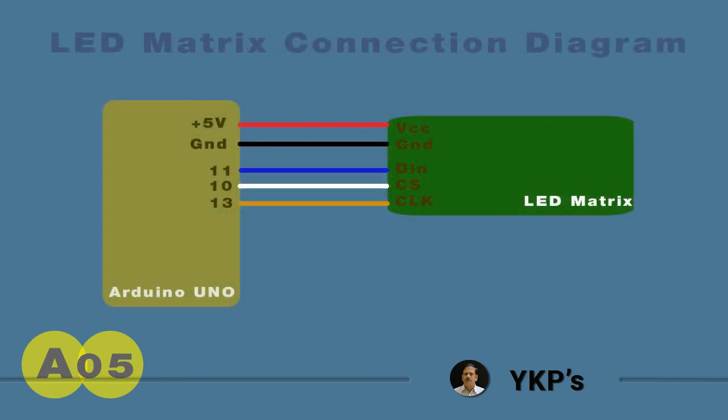This is the connection diagram of Arduino to LED matrix. On the LED matrix side, VCC and ground are connected to plus 5 volts and ground of Arduino Uno. Then chip select pin is connected to pin 10. This is the only choice you have. The other two are a must. DIN is connected to pin 11. Clock is connected to pin 13 of Arduino. So that's all. It's a simple connection diagram only.